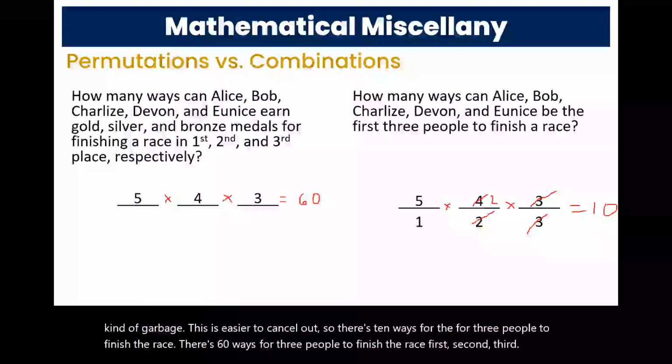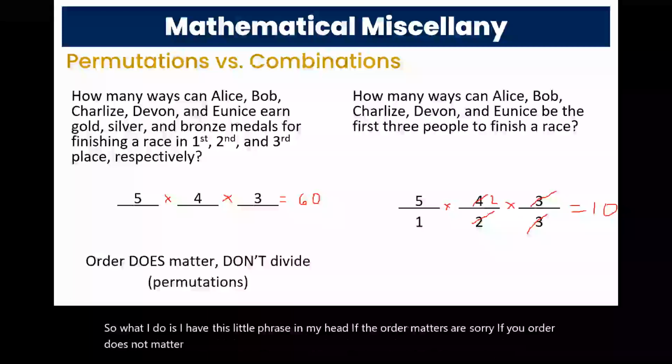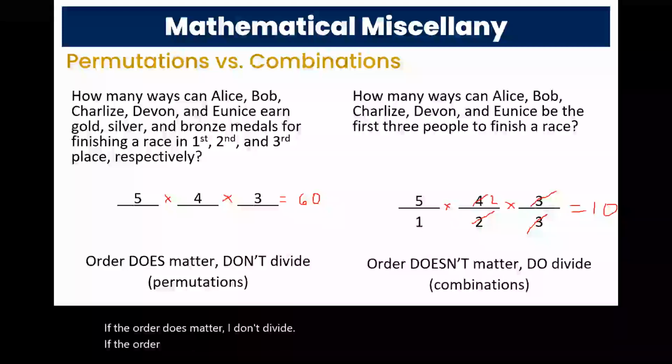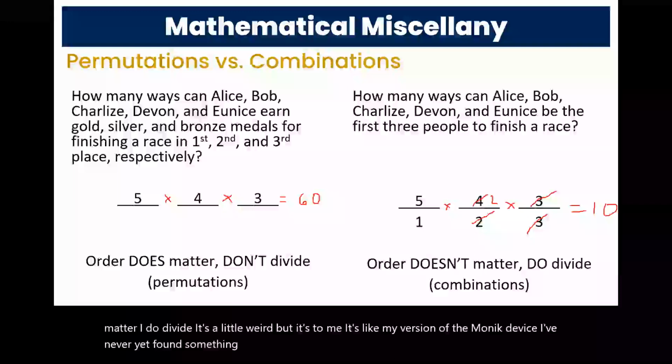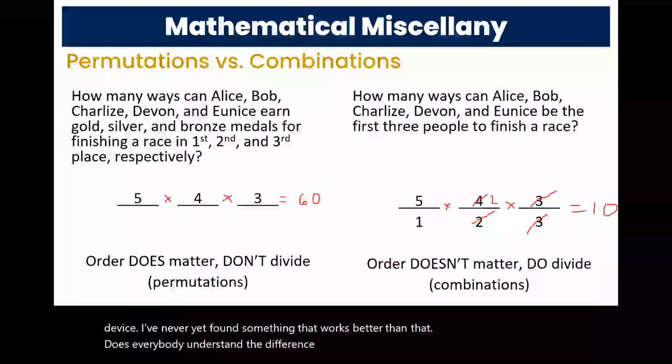So what I do is I have this little phrase in my head. If the order does not matter, I divide. If the order does matter, I don't divide. It's a little weird, but to me, it's like my version of a mnemonic device. I've never yet found something that works better than that. Does everybody understand the difference between these two problems?